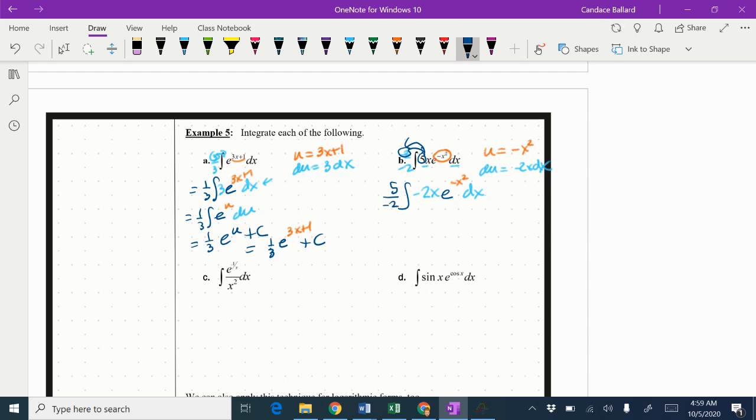Okay, now we have enough to do our integration. So I've got negative 5/2, and to do my substitution, e to the u, and then for the negative 2x dx, I get to substitute in du. All right, I'm going to integrate it. So we've got negative 5/2 e to the u plus c. And then we need to substitute back in our u value. So negative 5/2 e to the negative x squared plus c.